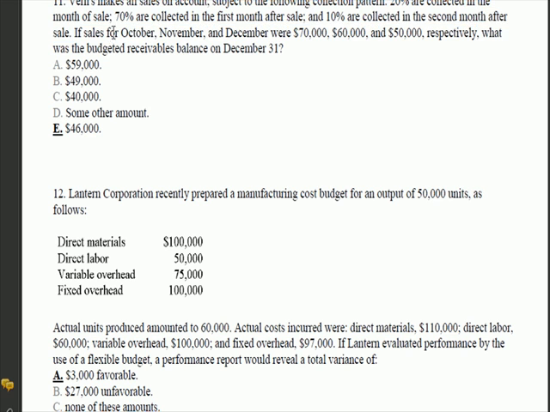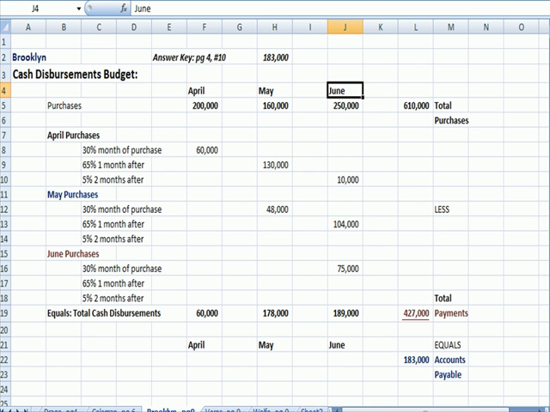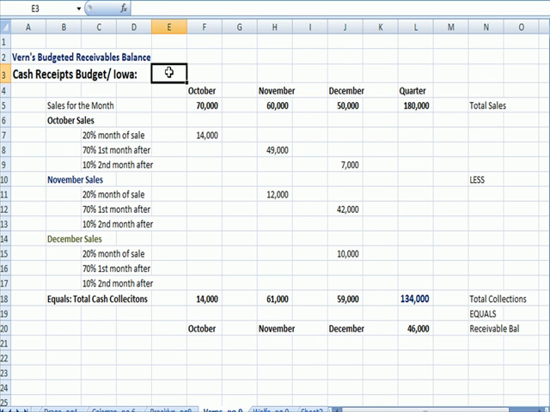We're then given sales for all 3 months in dollars. And the question is, what is the budgeted receivables balance on the last day of the 3-month period, which happens to be December 31st. So let's go to the Vern's tab on my spreadsheet.